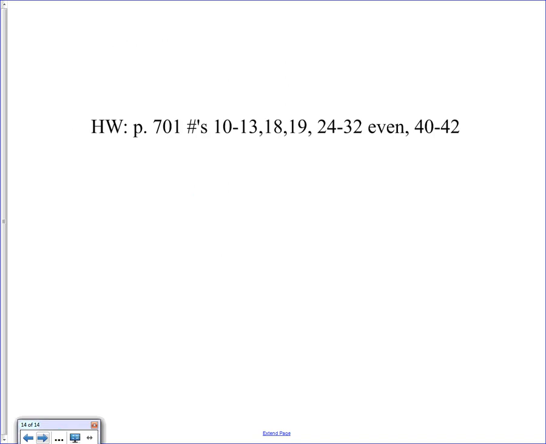Homework is on page 701, numbers 10 to 13, 18, 19, 24 to 32 evens. So just the 24 to 32 is even. 40 to 42, that's 40, 41, and 42. That will be due tomorrow at noon.